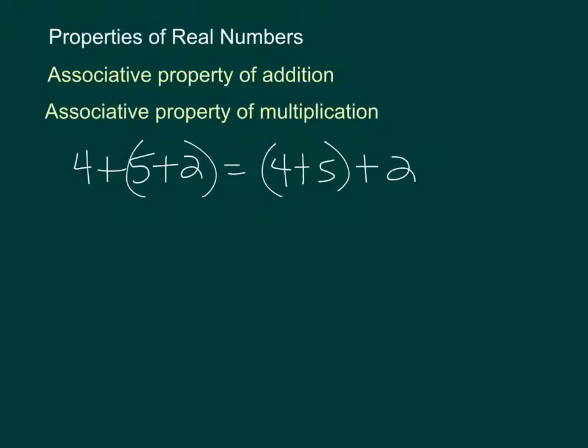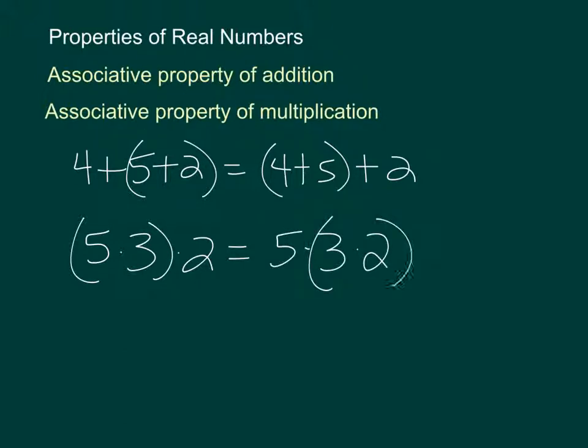So when the parentheses simply move, the position of the actual numbers does not. That is associative. So that's the associative property of addition because it involves adding. But we also have the associative property of multiplication. So we could say 5 times 3 times 2 is equal to 5 times 3 times 2, with the same numbers. On the left side of the equation, I'm choosing to do 5 times 3 first, indicated by parentheses. And on the right side, I'm choosing to do 3 times 2 first, indicated by the parentheses.